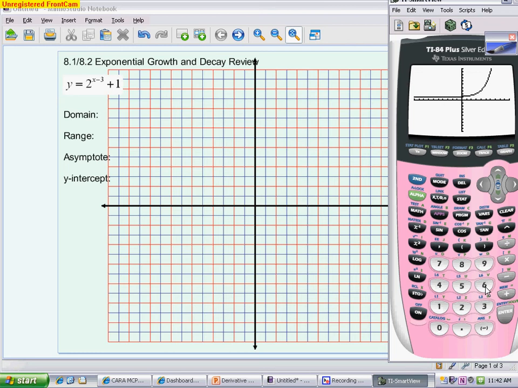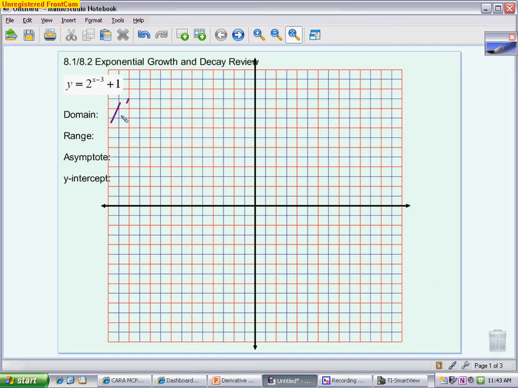First question that may be asked, sometimes it's not asked, it's kind of understood, is it a growth or a decay? And you can tell very obviously when you look at the picture that this is a growth graph because it's going up dramatically. My domain, the nice thing about exponential growth and decay, it doesn't matter what's going on with your graph, your domain is always all real numbers. That is true of any exponential growth, any exponential decay, whether you have shifted it, whether you've flipped it, the domain does not change. Essentially what that means is you can put any x value into any exponential growth or decay model.